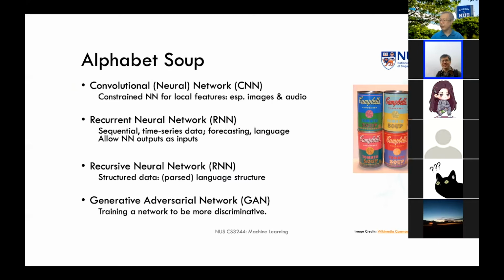There's another one called a recursive neural network, which is to look at structured data. So you can think about layers of things on top of each other. That could be something like a decision tree or other things where there's some internal structure to the data, which could be recursively defined. So a recursive neural network deals with that.